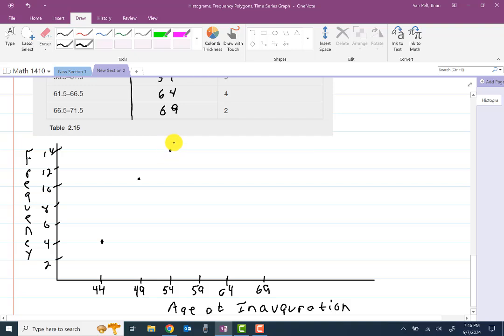And then 64 had a frequency of 4. And then 69 had a frequency of 2. And then what you do is you connect each of these with a straight line. I'm trying to do the best I can here.